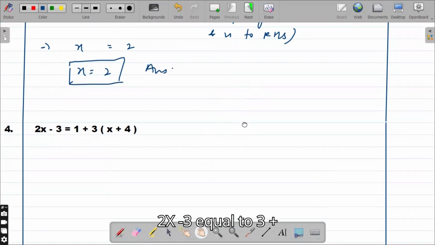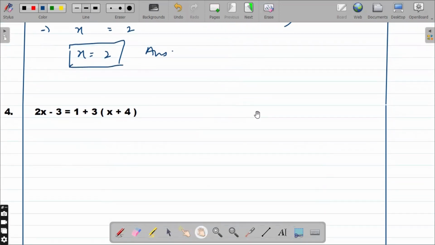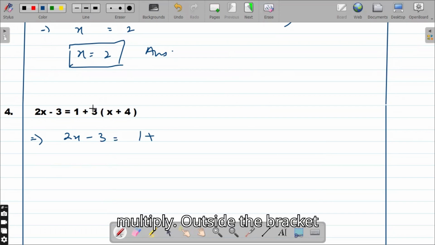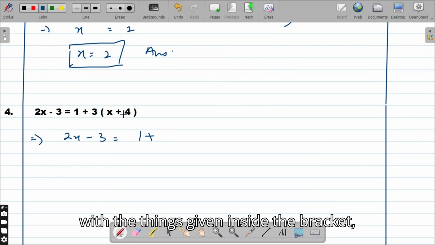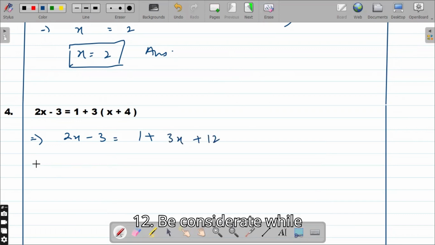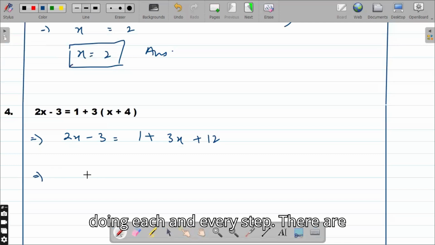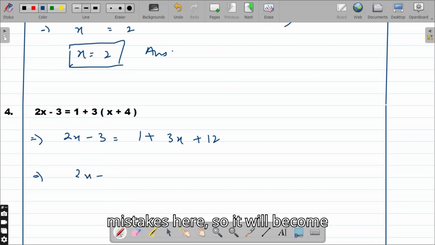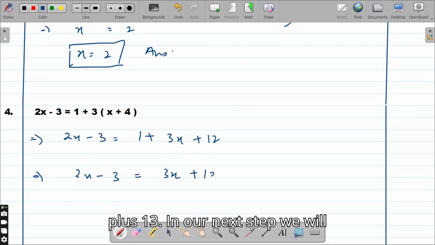Fourth part is 2x minus 3 equal to 1 plus 3, with outside the bracket, within the bracket is given as x plus 4. So started with 2x minus 3 equal to 1 plus multiply outside the bracket with the things given inside the bracket. So it will become 3x plus 3 fours are 12. Be considerate while doing each and every step. There are chances for mistakes here. So it will become 3x, 12 plus 1 will be plus 13.